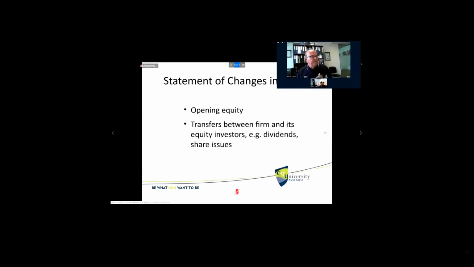And so the statement of changes in equity shows these transfers between the firm and its equity investors, such as dividends, share issues, and so forth. And these aren't in the income statement. They're not revenue and expenses. These are the transfers between the firm and its owners.